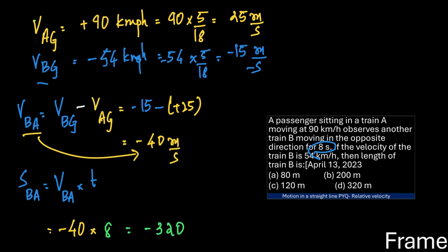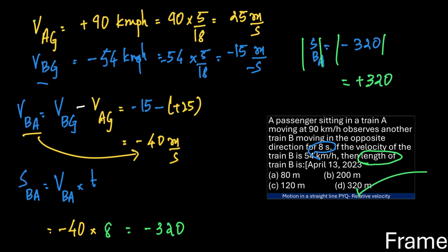Now you might be wondering, we don't have an answer as minus 320. Why? Because we've been asked to find out length. What is length? Length is the magnitude. So if the displacement of B with respect to A is minus 320, the magnitude of this will be the magnitude of minus 320, which is plus 320, which gives the correct option as option D. All right.